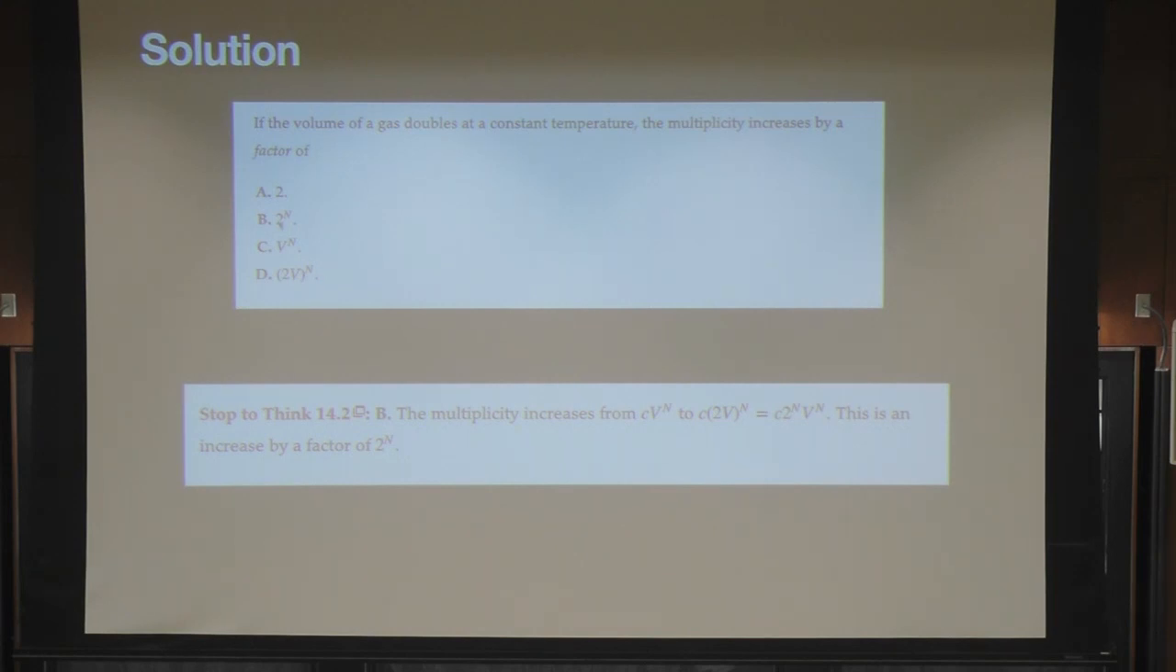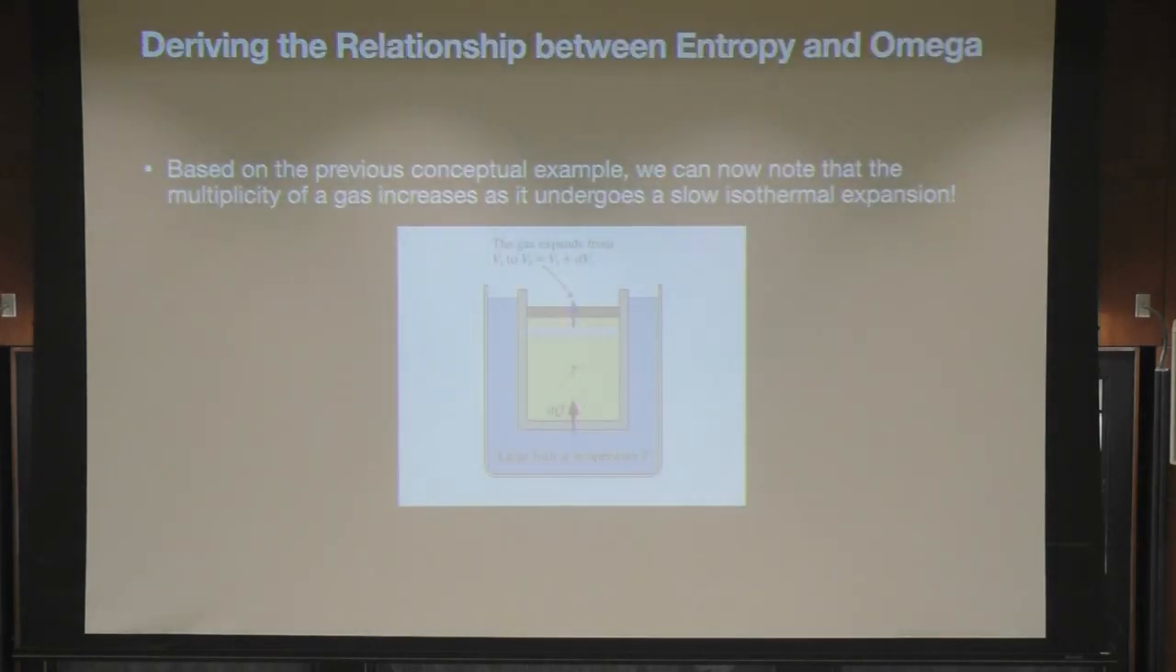Does that make sense to everybody, how I got that? Anybody confused by that example? Okay, great. It's awesome. Okay, so now we can derive a relationship between entropy and this omega, this multiplicity.